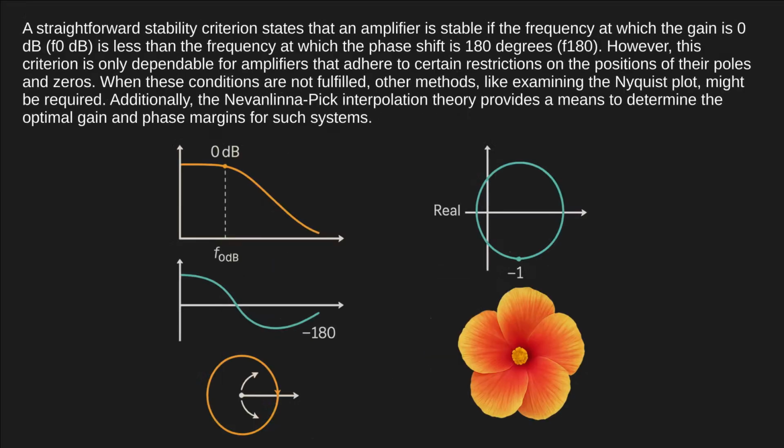A straightforward stability criterion states that an amplifier is stable if the frequency at which the gain is 0 dB, F0 dB, is less than the frequency at which the phase shift is 180 degrees, F180. However, this criterion is only dependable for amplifiers that adhere to certain restrictions on the positions of their poles and zeros. When these conditions are not fulfilled, other methods like examining the Nyquist plot might be required. Additionally, the Nevanlinna-Pick interpolation theory provides a means to determine the optimal gain and phase margins for such systems.